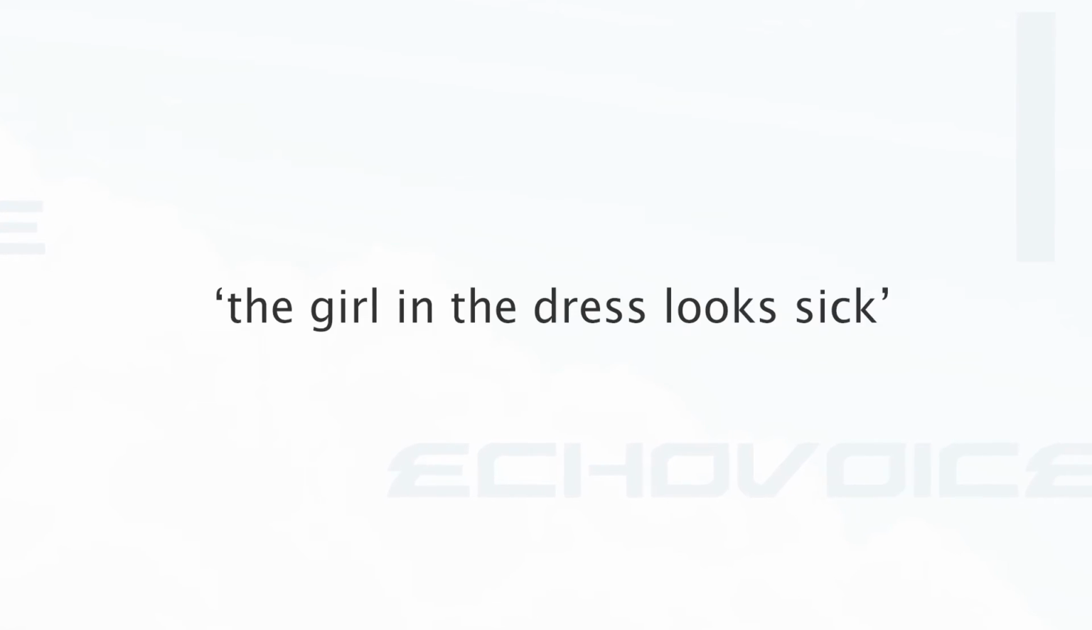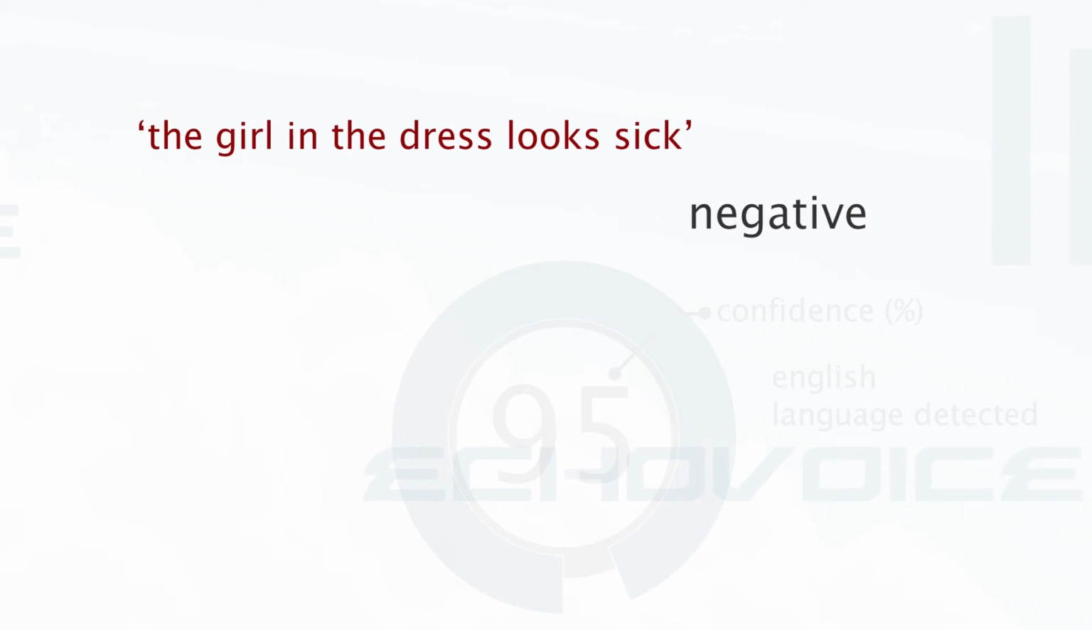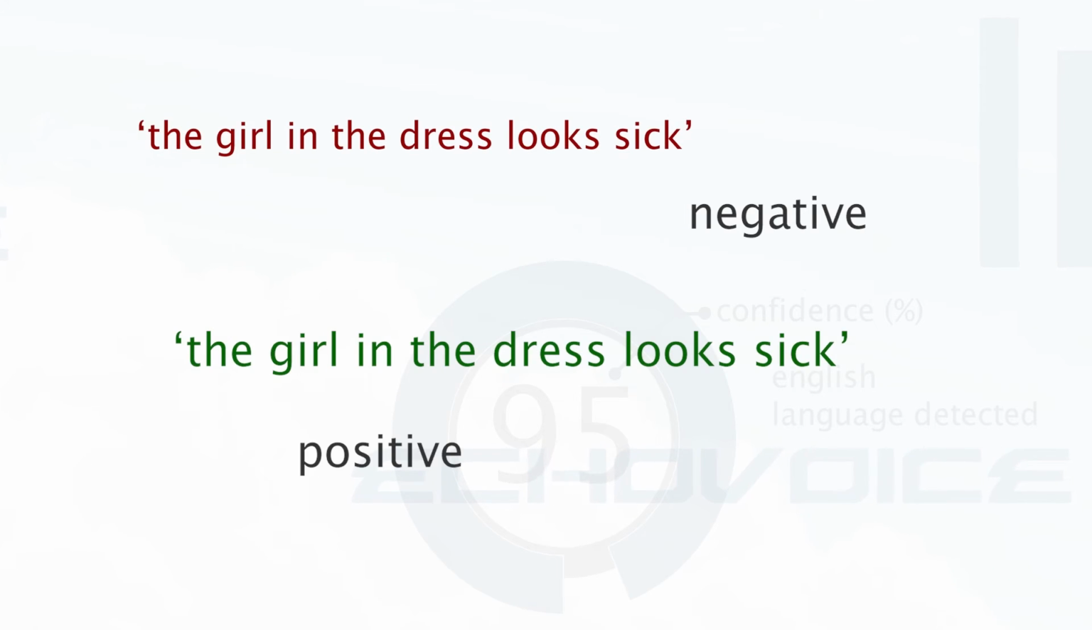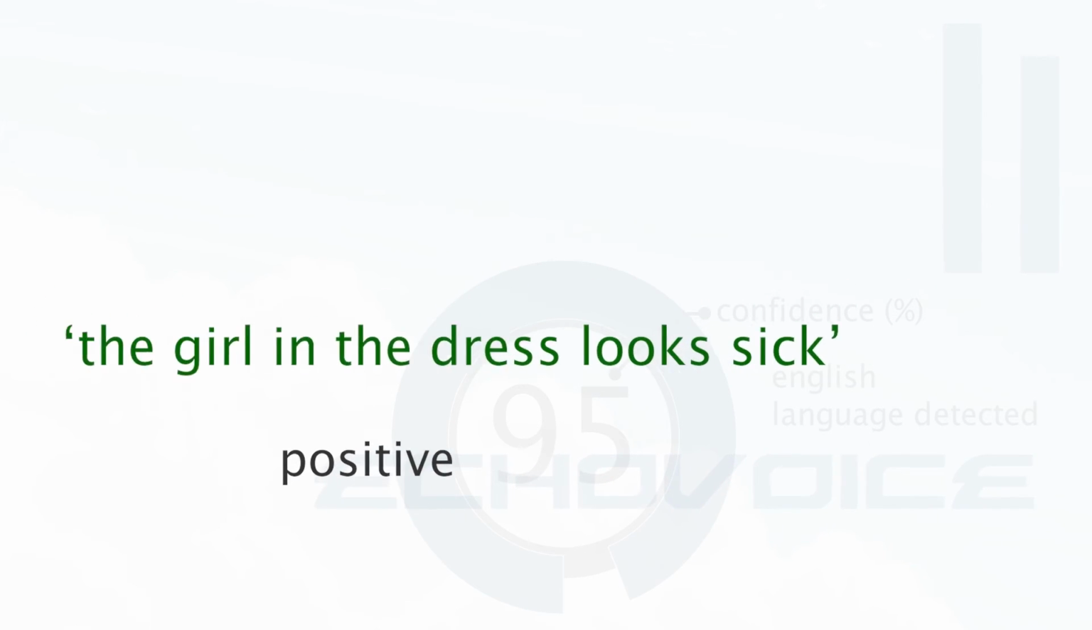For example, the statement, "The girl in the dress looks sick," is ambiguous, and without knowledge of the user's age, it is difficult to accurately produce a sentiment value. Provided a user's age, Echovoice can easily resolve the emotion behind the keyword "sick" and accurately classify the sentence.